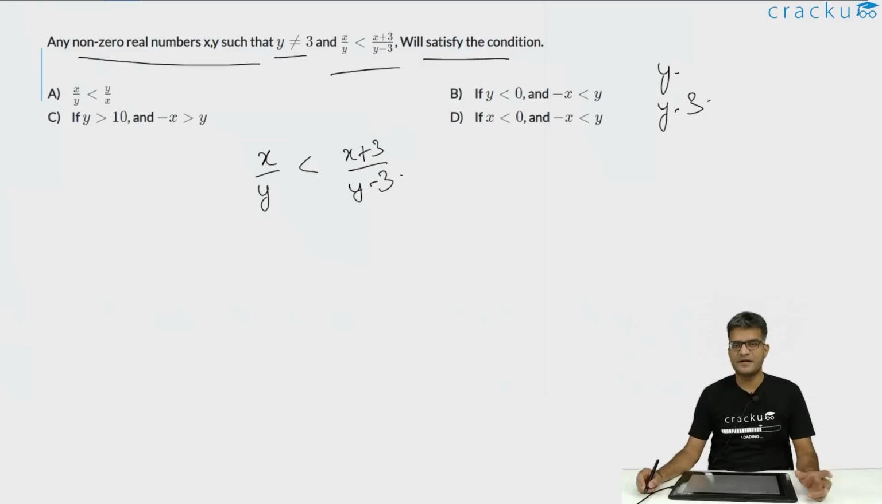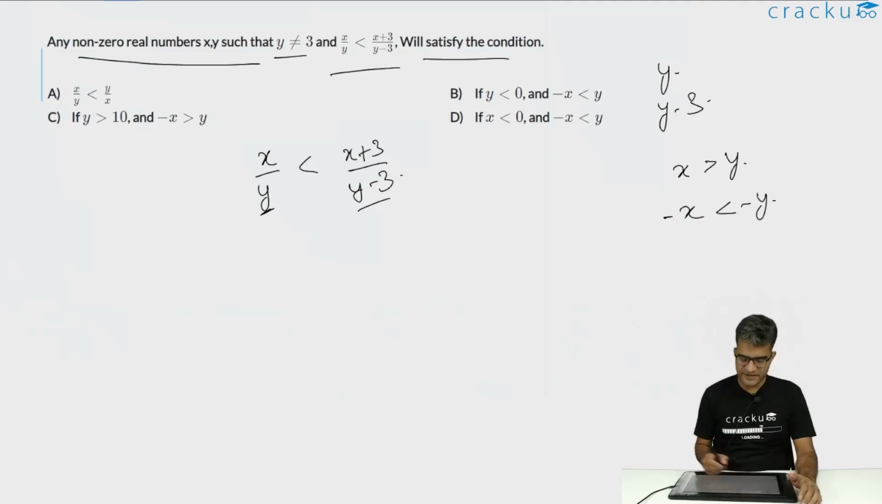So if you are multiplying both the sides of the inequality with a negative number, the sign of the inequality will change. That is, if you are told that x is greater than y, if you are multiplying both sides with minus 1, minus x will be less than minus y. So here we don't know the sign of y and y minus 3, so we can't cross multiply. But what we can do is, we can bring it to the other side of the inequality.